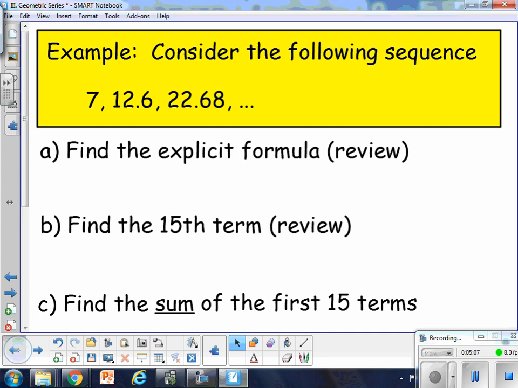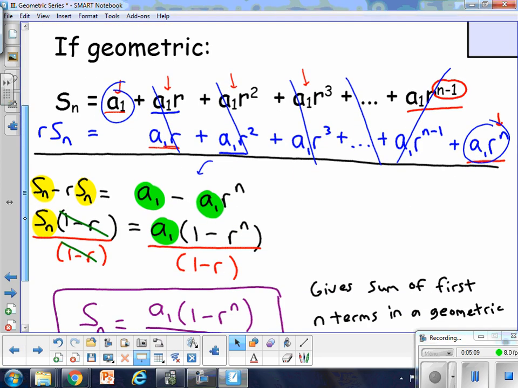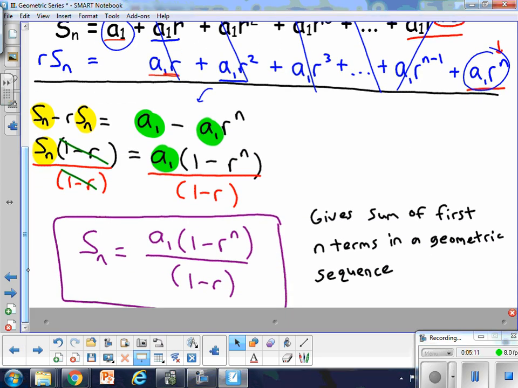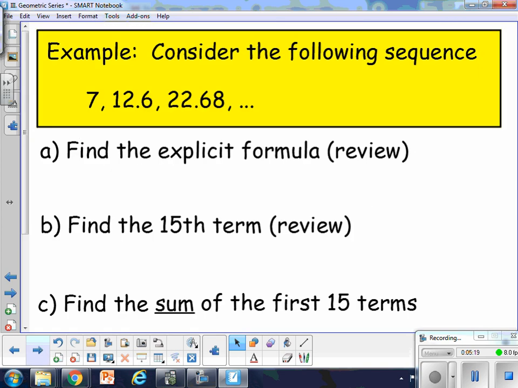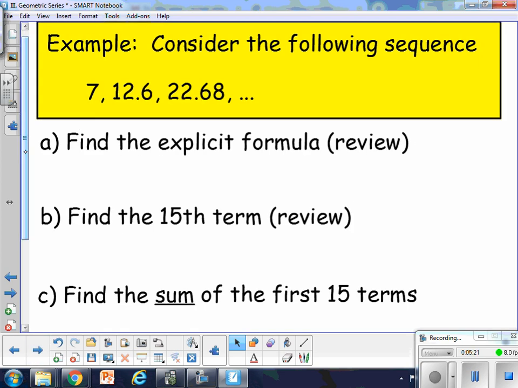All right, so again, going back, our formula that we just derived, we showed where it came from down there in the bottom. That'll get you the sum of the first n terms, as long as the sequence is geometric. Okay, so let's use it and see what it can do for us. Here's an example of a sequence, and we'll do some review stuff on parts A and B and then get to the new topic there.